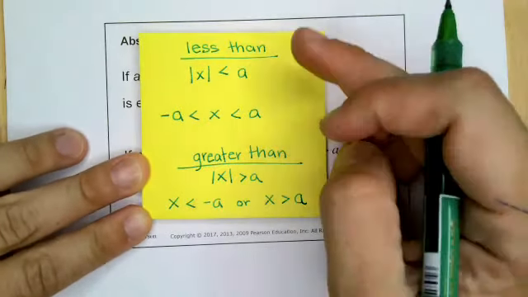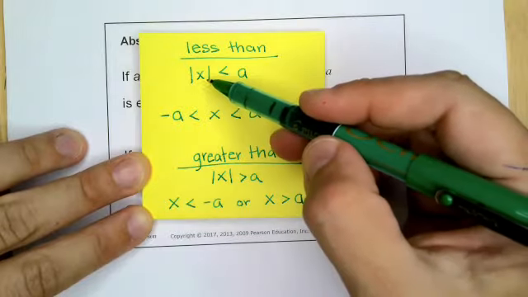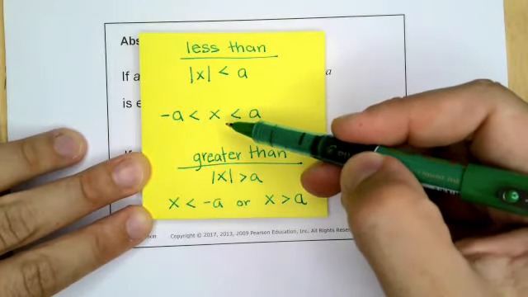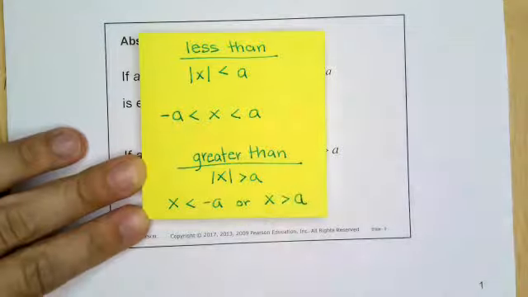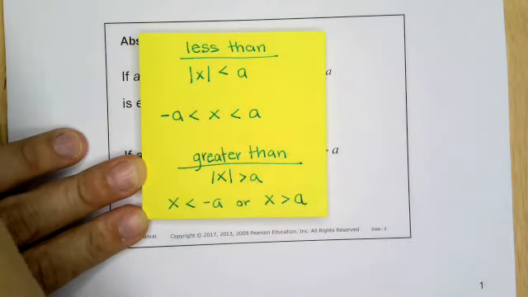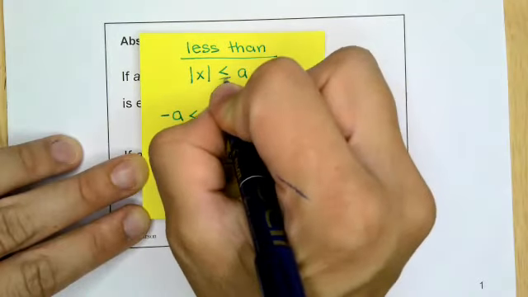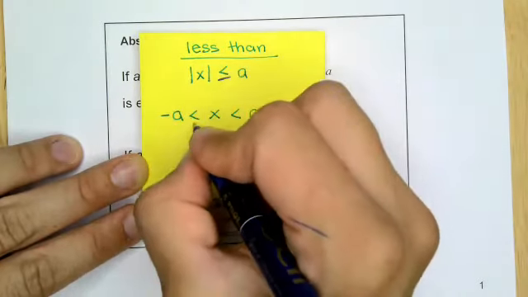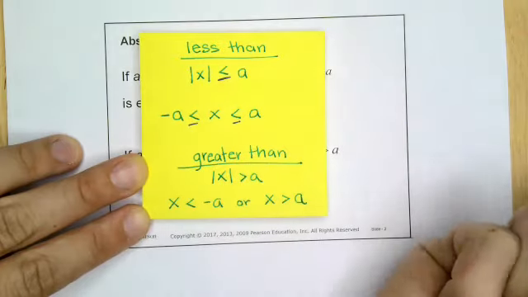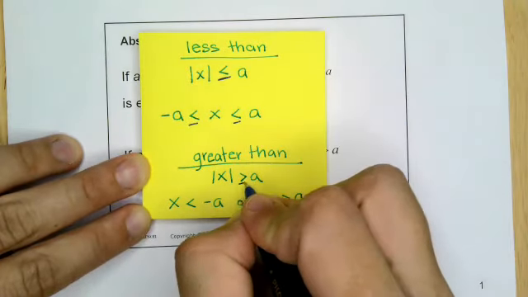So those are the two rules we're using today. If I see this, I'm going to write this. If I see this, I'm going to write this. And very importantly, it is the same rule if it's equal to. Do you say less than or equal to? Greater than or equal to.